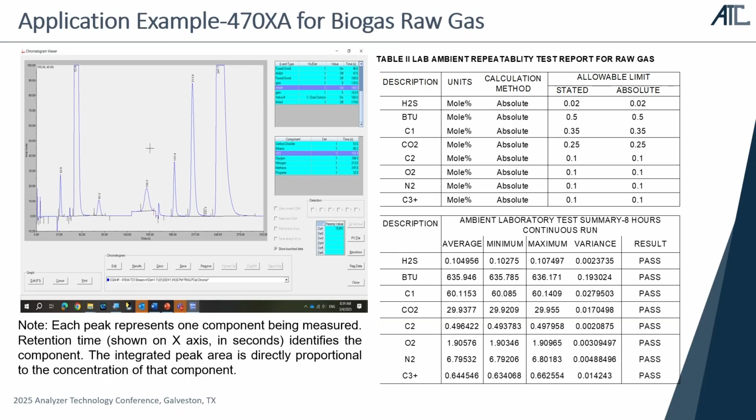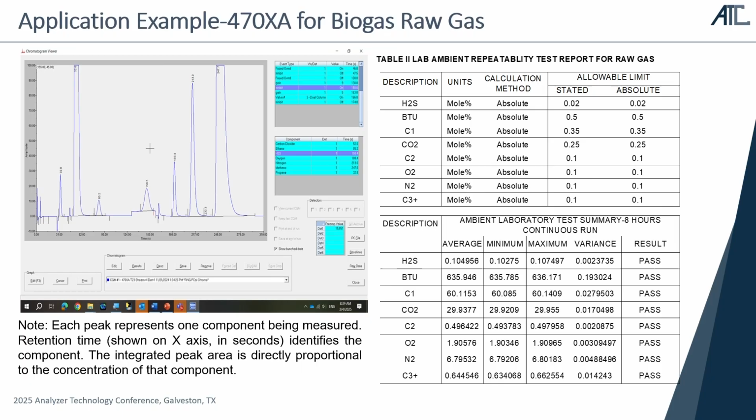That's how we know the plus minus repeatability, right? So the table on the lower right-hand side shows the actual value we recorded during that 8 hours run. So I'm just going to pick 2 components to see, okay? For the H2S on the top, we set the allowable limit is 0.02%. Remember the range is 100 ppm to 2%, right? So now look down, we see the actual result.